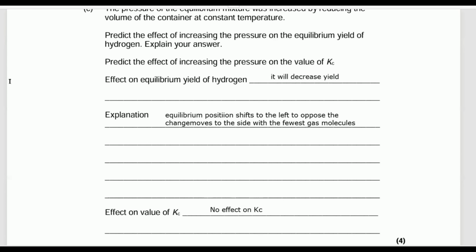Anywho, what effect does change in pressure have on Kc? No effect at all. Okay, same as the catalyst, there's no effect on Kc. Same as change in concentration, absolutely no effect on Kc.